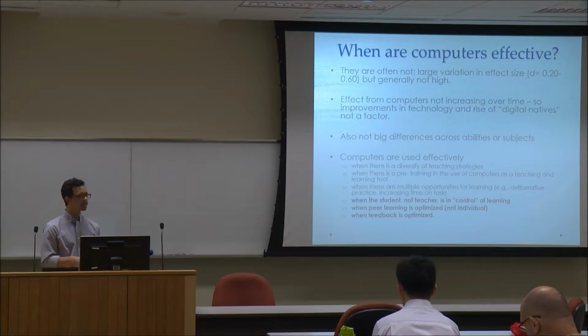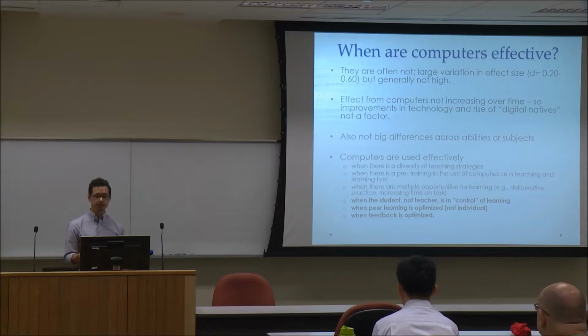There are a lot of ways that we can use them effectively. This is taken mostly from Hattie, from his summary of different studies. I think we know many of these: diversity of teaching strategies, training teachers to use them, and multiple opportunities for learning. The last three I think are most crucial: when the student, not the teacher, is in control of the learning; when peer learning is optimized, so it's not individual but collaborative; and also when feedback is optimized.